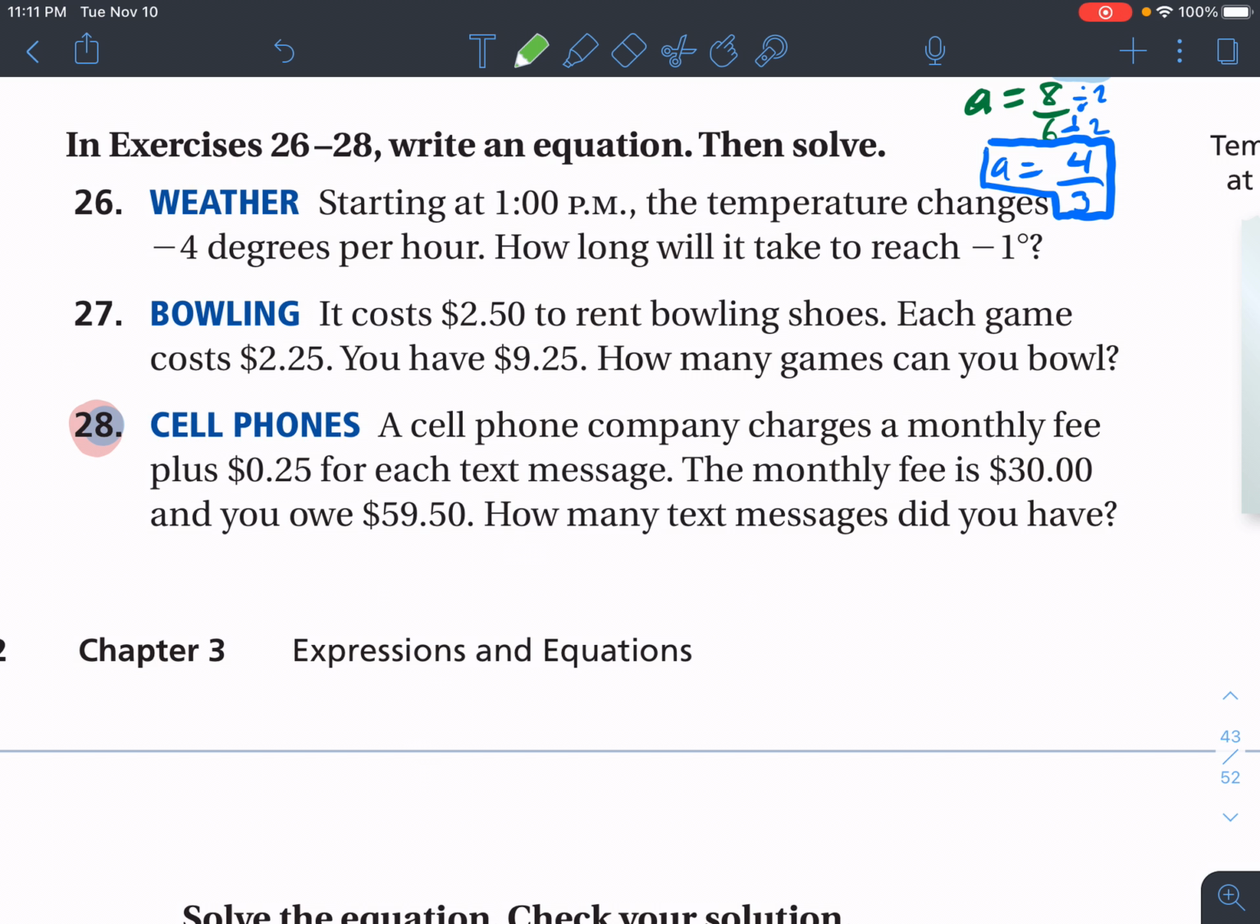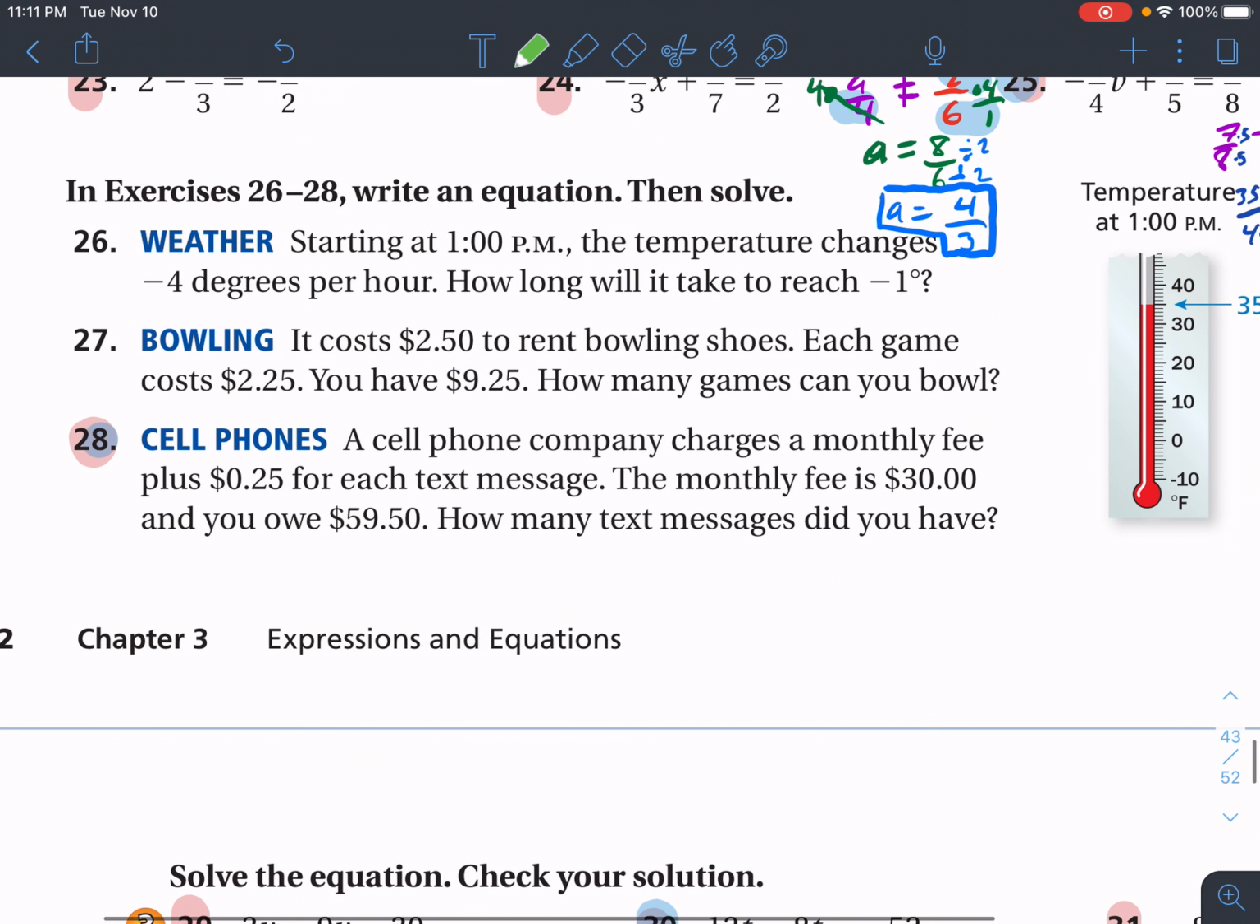But anyways, so a cell phone company charges a monthly fee plus 0.25 for each text message. The monthly fee is $30 and you owe $59.50. How many text messages do you have? So it's a monthly fee plus, okay, so monthly fee, and then it's plus, right, because the word plus, and then 0.25.